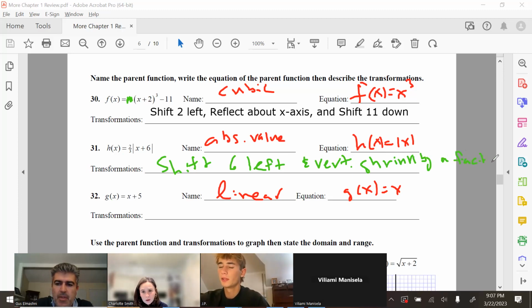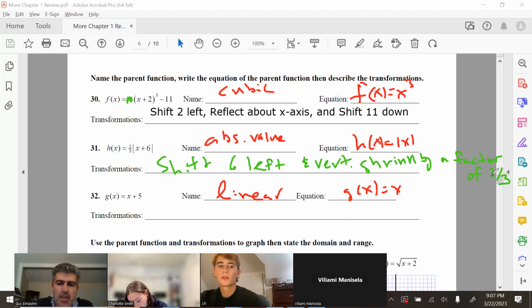So anytime it's between 0 and 1, you have to say it's a shrink. And it shrinks by a factor. Go ahead. Sorry, I was just going to say, if it's a negative, then the negative means that it reflects about the x-axis. And then it's just a positive. Yeah, and it shrinks by a factor of 2/3 because you're getting 2/3 of its original value.